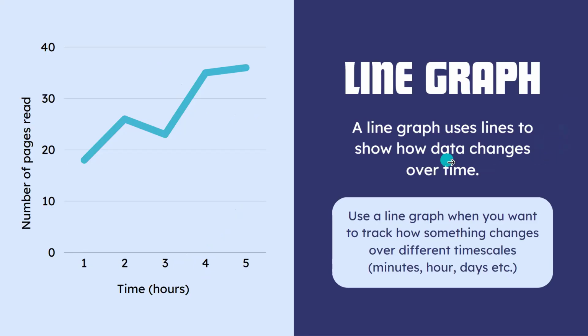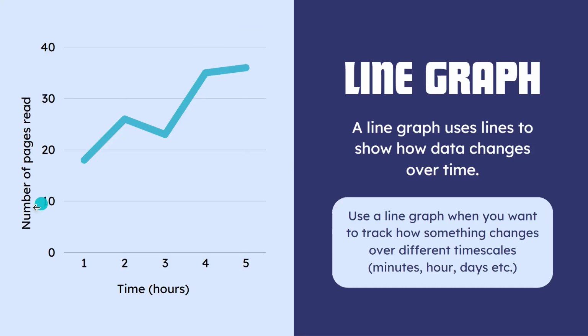Line graph. A line graph uses lines to show how data changes over time. We use a line graph when we want to track how something changes over a different time scale. When you compare something with time, you use a line graph. Time can be in minutes, hours, days, months, years, all a time series.